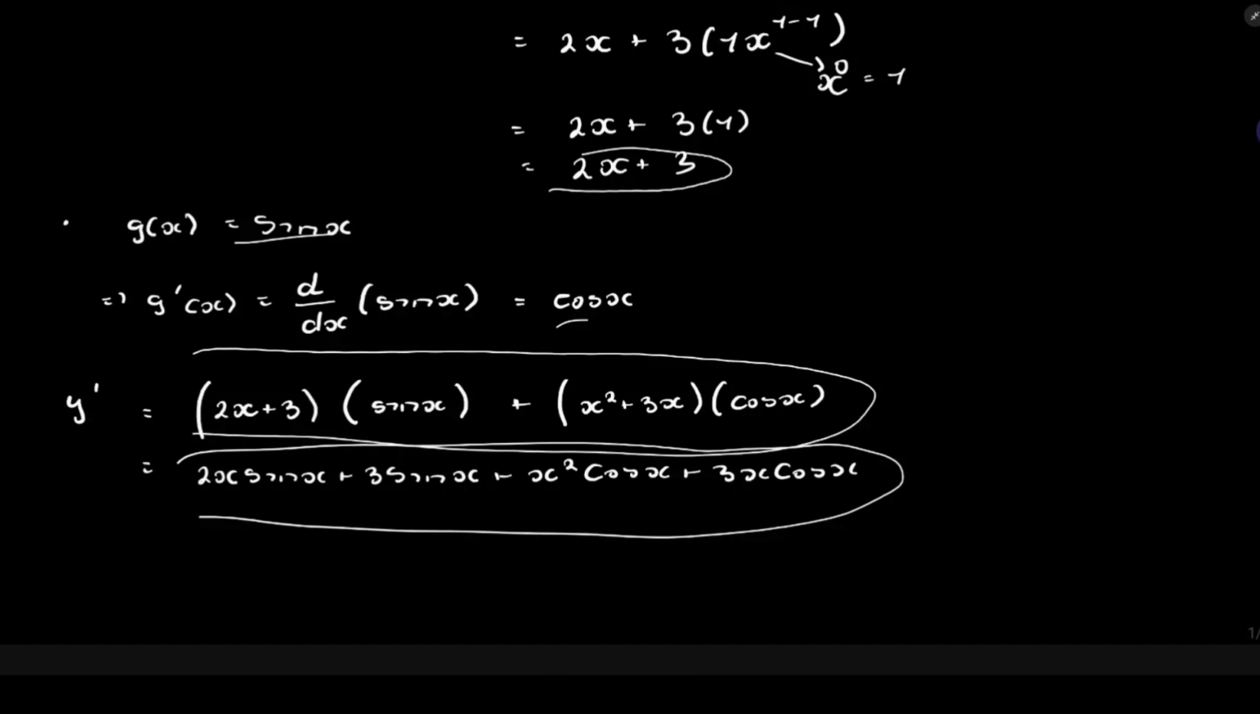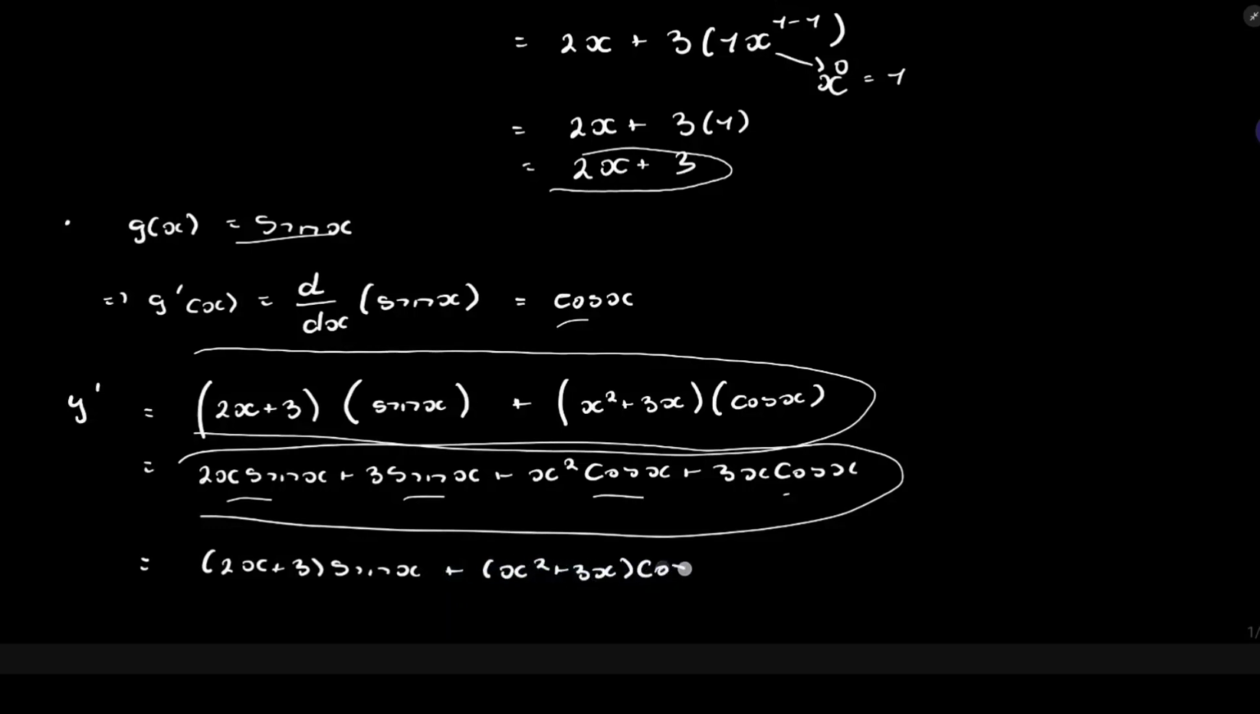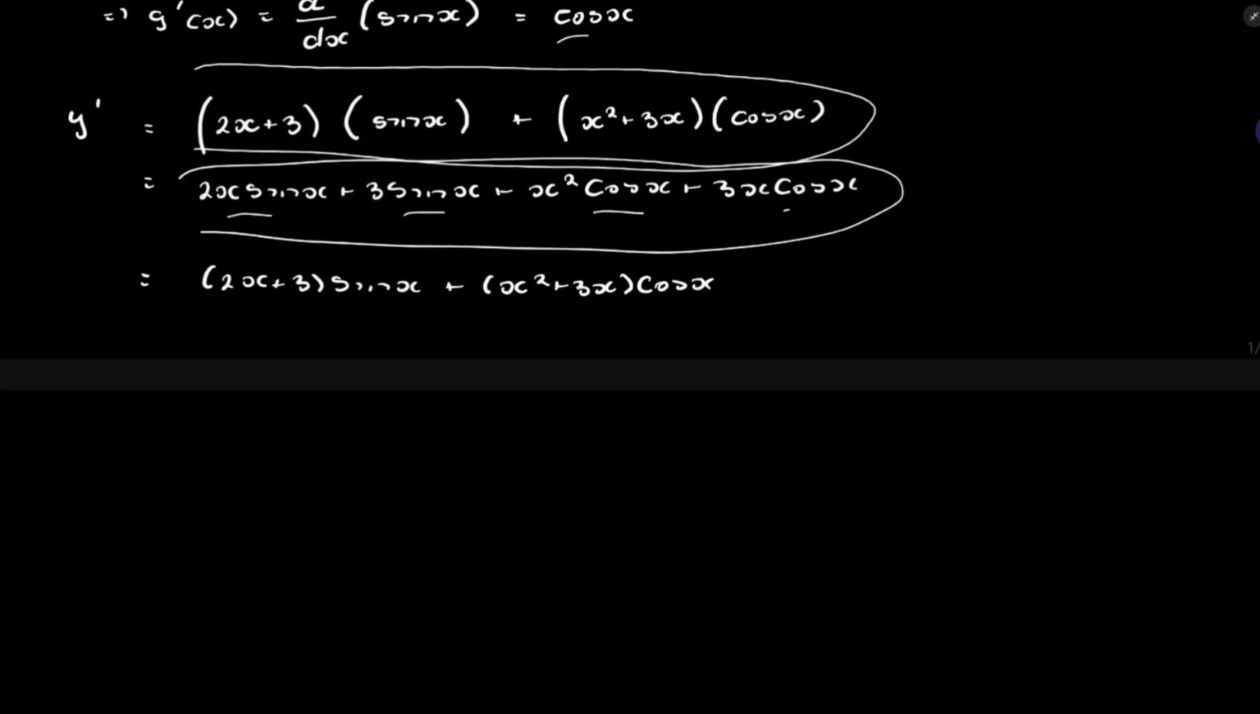The first thing we notice is this expression cannot be simplified. Why can't it be simplified? Because each and every one of the terms are unlike terms. This leaves us with 2x plus 3 sine x plus x squared plus 3x cos x. And this can be identified as the simplest form of our equation. This leaves us with one conclusion.